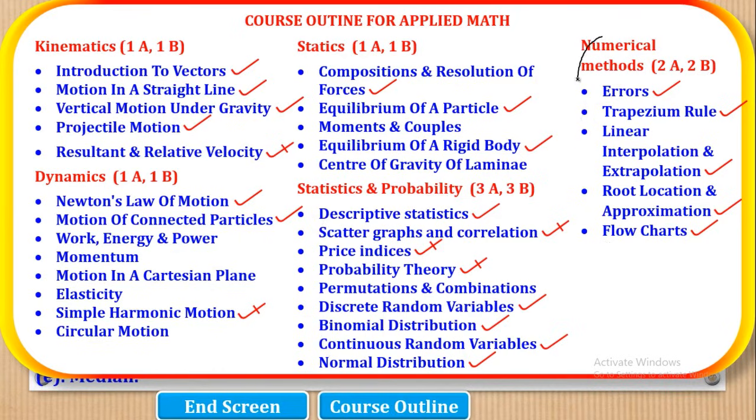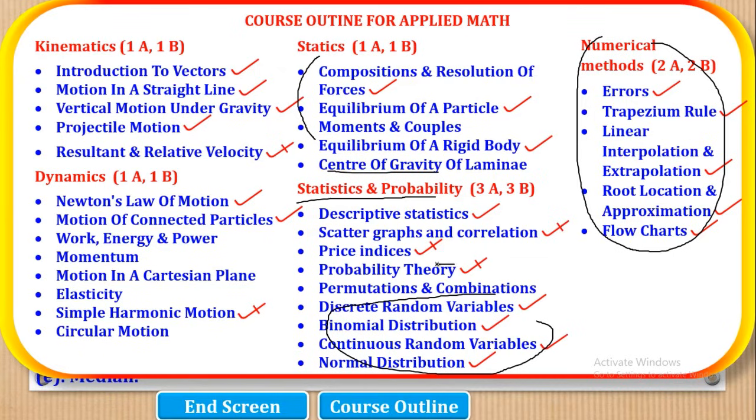So what is ticked has been covered. For example, numerical methods has been entirely covered. Then statics, some have been covered, others have not yet, like the center of gravity has not yet been covered. Then statistics and probability, these ones were covered fully. Then the ones with half ticks means that their videos will be remade. So the video for scatter graphs and correlation will be remade, the one of price indices will be remade, and the one of probability theory.